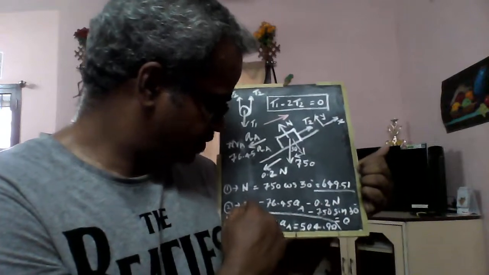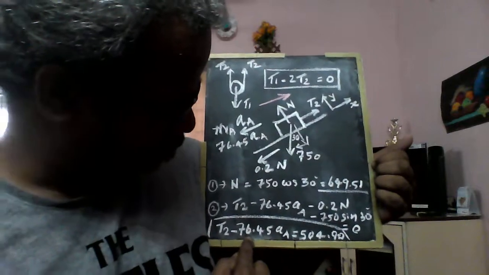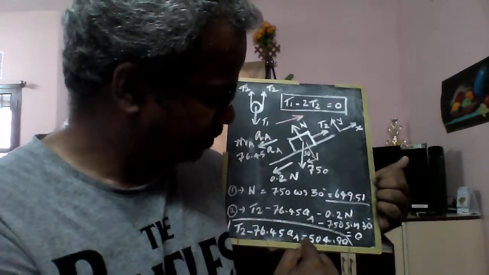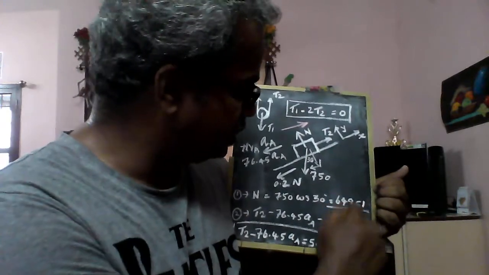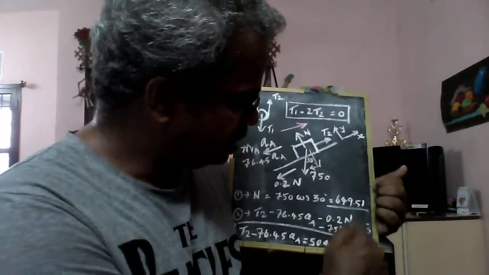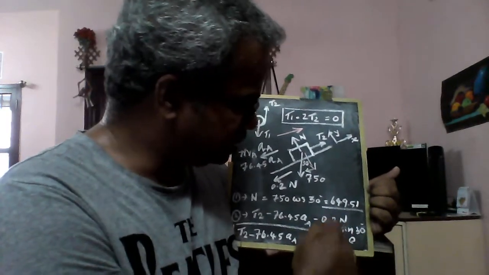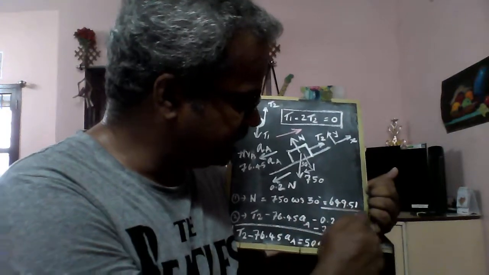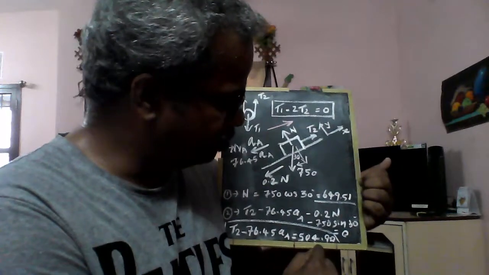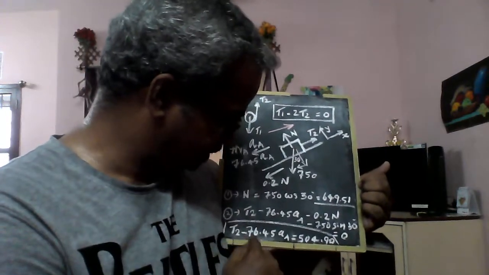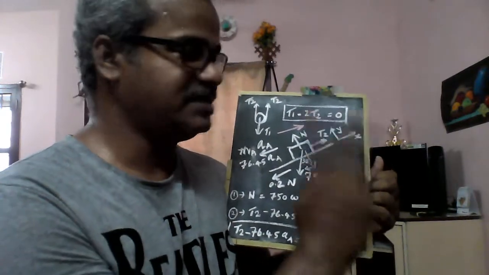This I can simplify. T2 minus 76.45 AA is equal to, if I substitute the N value here, this will be a constant, and 750 sin 30 will be 375, that is also constant. By adding these two, I get a constant value that I am taking to the right side, that is 504.90. So T2 minus 76.45 AA is equal to 504.90 is my third equation.